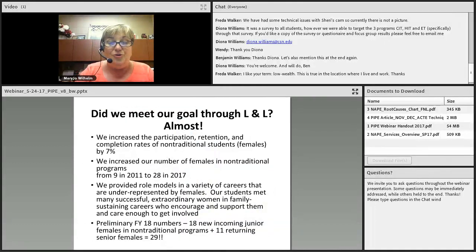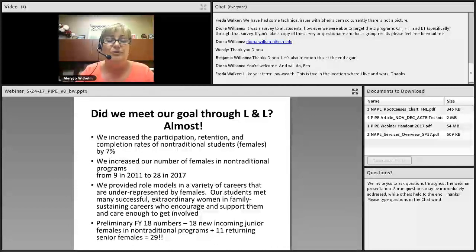Did we meet our goal? Well, almost. We increased the participation and retention of our non-traditional students by 7%. We went all the way from 9 students in 2011 to 28 students this year. But more importantly, we provided role models and mentors in a variety of careers that were underrepresented by females and that we have CTE programs for.